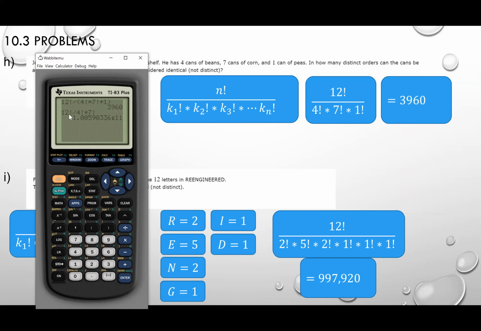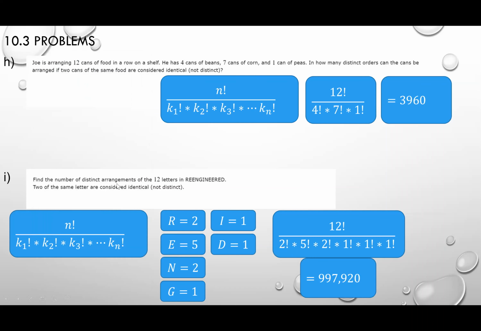Do not put in 12 factorial divided by 4 factorial and multiply by 7 factorial without the parentheses. Without the parentheses, the calculator will do the division first, and then multiply by whatever the last item is. So again, make sure to put in your parentheses. But this only applies if they ask you to find the distinct arrangements. It's basically the total items divided by the individual item factorials.